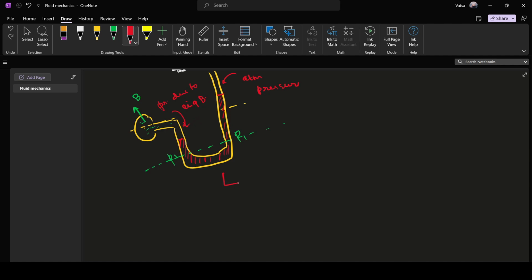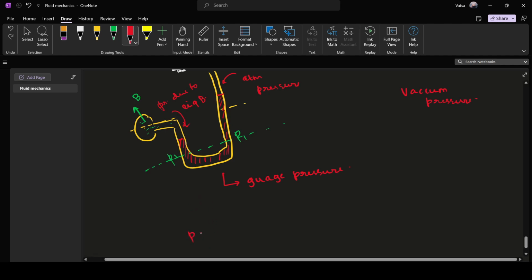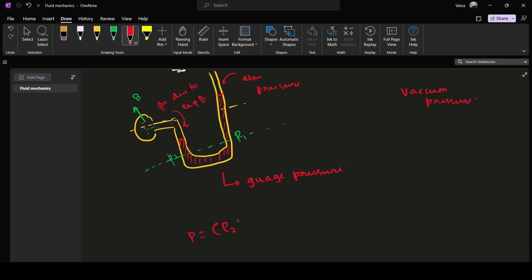This type is known as gauge pressure. There's another one for vacuum pressure, which I'll come to in a few seconds. So this is gauge pressure. Calculating gauge pressure is quite simple actually. Pressure is equal to rho 2 g H2 minus rho 1 g H1.